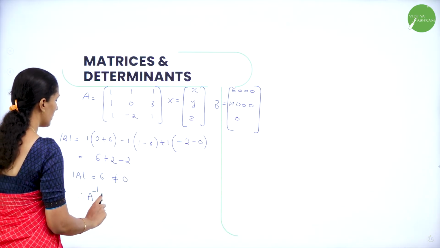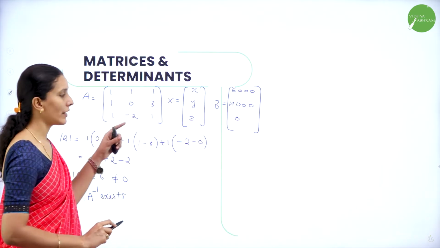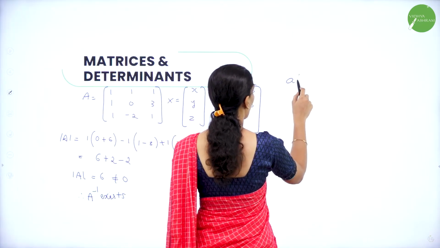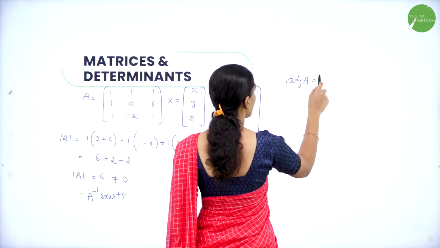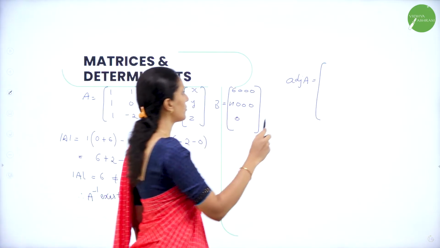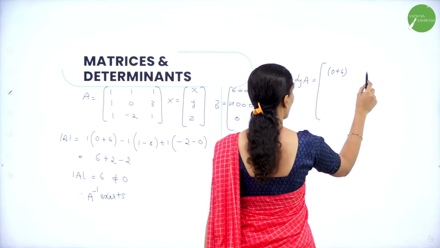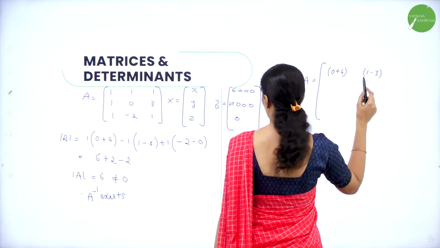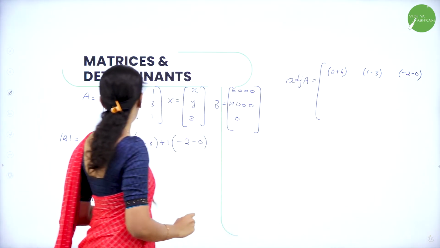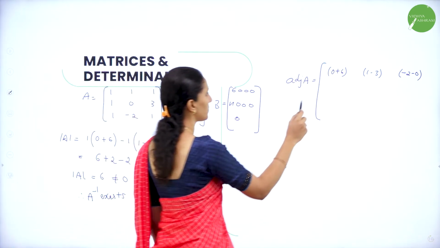Therefore A inverse exists. Once you find A inverse exists, we will write the adjoint of the cofactor matrix. Let us write the adjoint of a cofactor matrix. Adjoint A is equal to, so let us write the matrices here: 0 plus 6. Next we have 1 minus 3. Next we have minus 2 minus 0. Now for this one here, we have 1 plus 2.